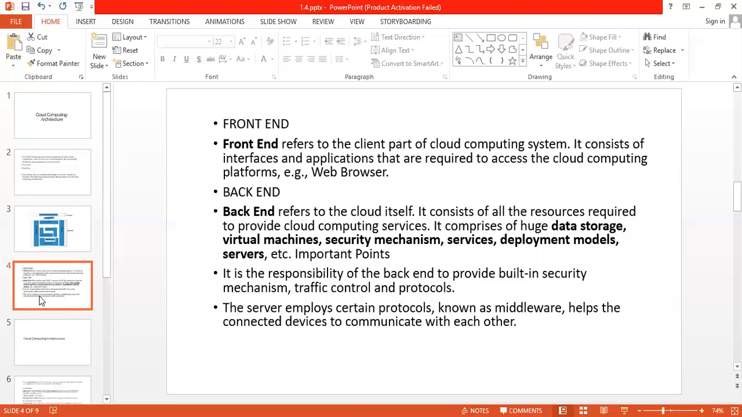And backend refers to cloud itself. So it consists of the resources required to provide cloud computing services. It comprises of huge data storage, virtual machines, security mechanisms, services, deployment models, and servers, etc. So all these are important points. Like data storage is the simple thing. So various ways are used to store the data.